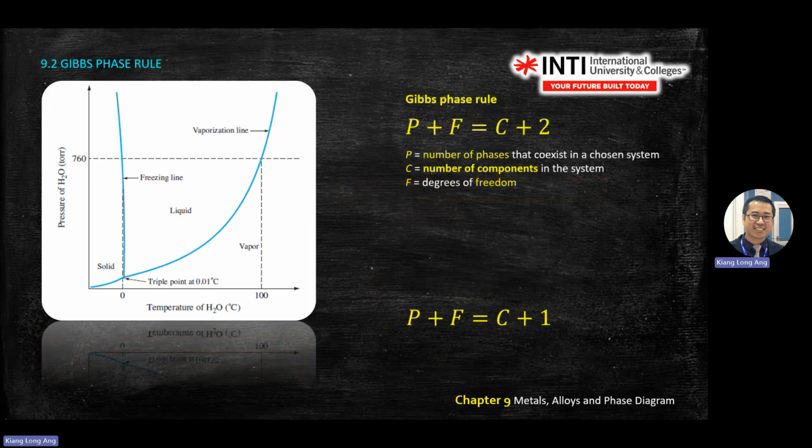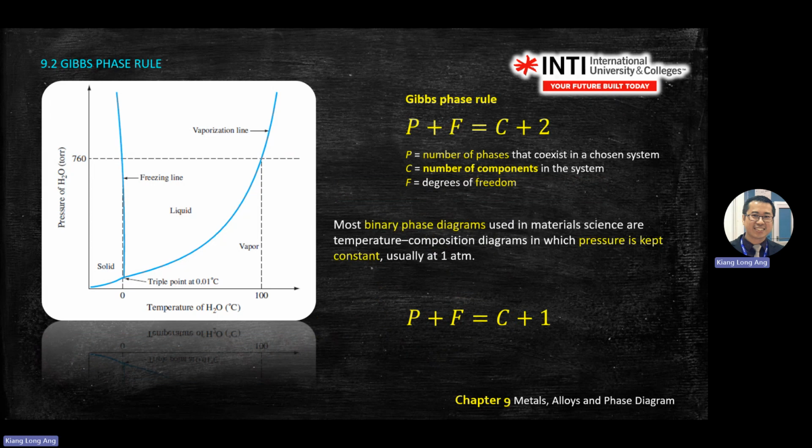For one phase diagram, this one, P plus F equals C plus 2. This one applies for a single material, for example, water. Single component means single material, means pure, like for example, water. I mean, on the graph it only tells you water.